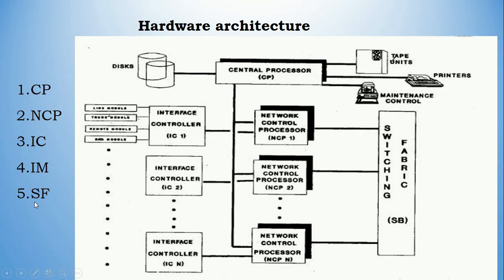And one subscriber to other subscriber connection depends on the switching fabric, that is SF. We'll try to study one by one. I hope you know why the shadow is given for NCP and CP. NCP and CP are main parts of the hardware architecture. Because of that, those will be duplicated. And here n number of ICs are connected to NCP, and all NCPs are interconnected to the central processor.